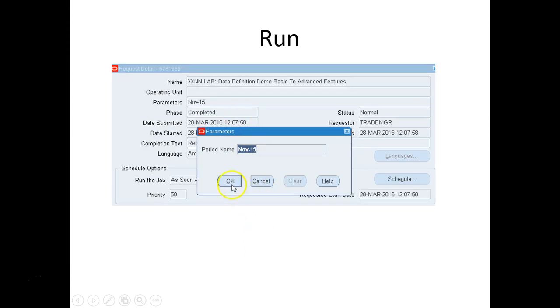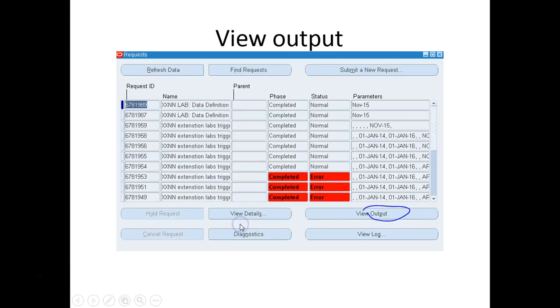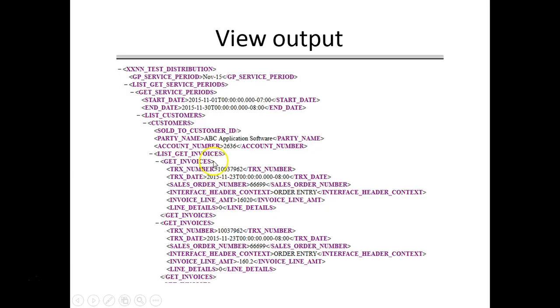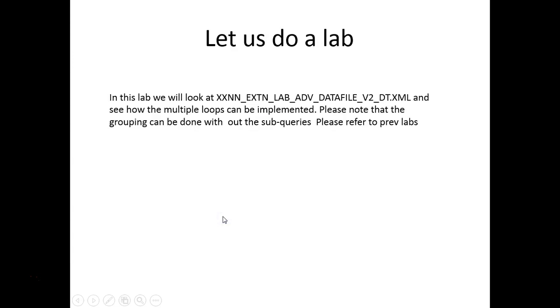So I'm going to run it. I'm passing the parameter as November 15th. So the job is completed. Click output. So the output is here. You can see that these are arranged based on the customer, because that's how the data is defined. You can see the first query would return the start and end date. That start and end date is being passed to the next queries and output is generated. So let's continue the lab.